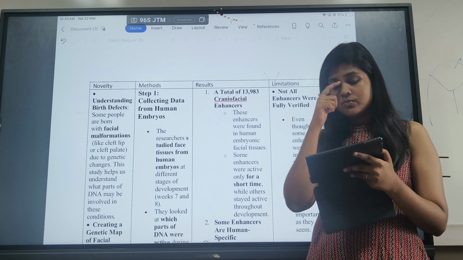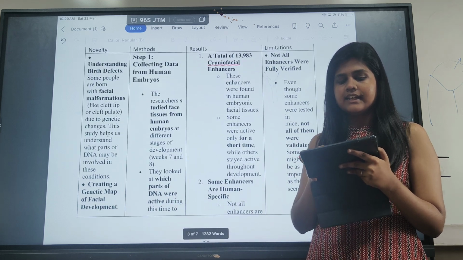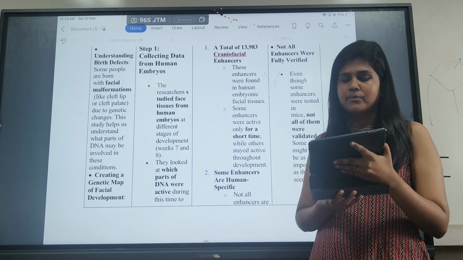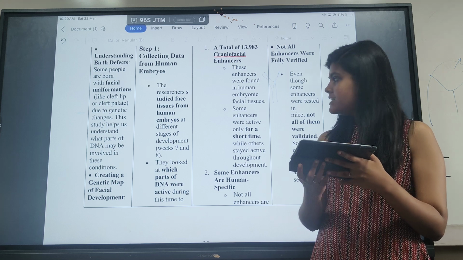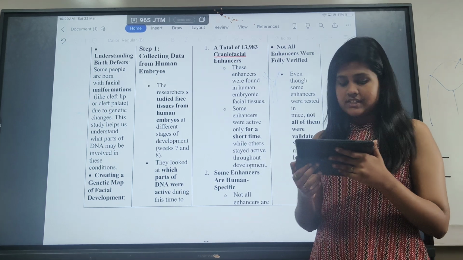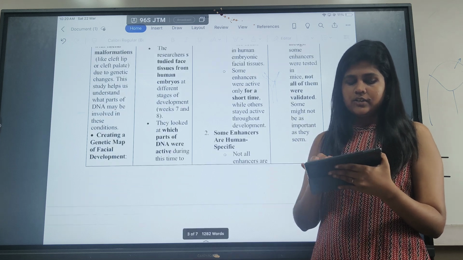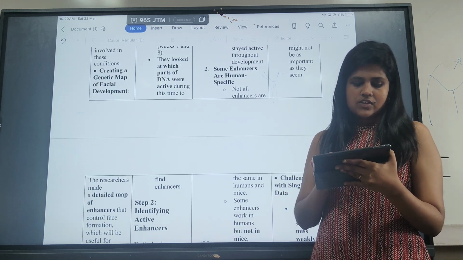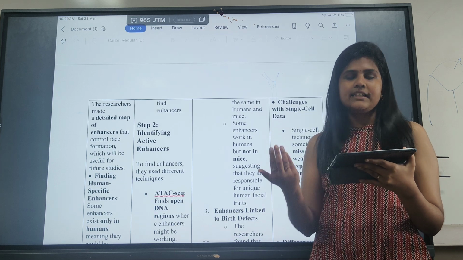And the methodology which they used was they collected data from human embryos. So the researchers studied face tissues from human embryos at different stages of development, the 7th week and the 8th week. So they looked at which parts of the DNA were active during this time to find the enhancers. So step 2 is identifying the active enhancers.